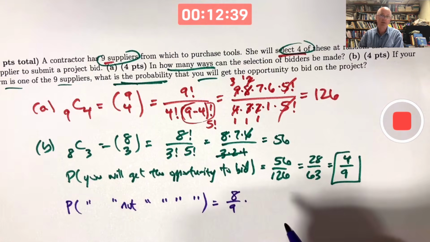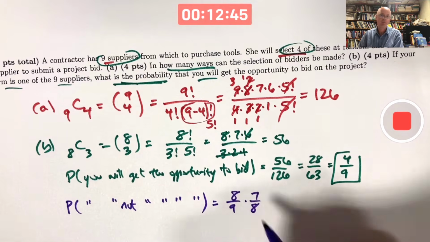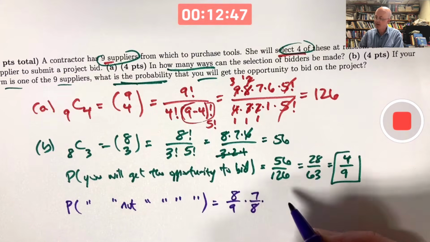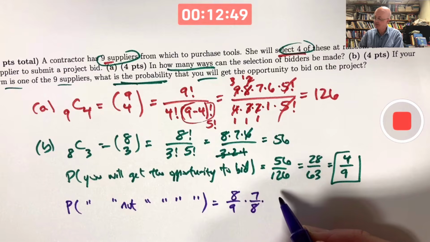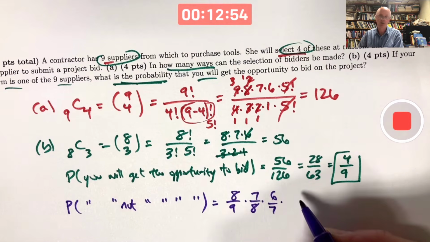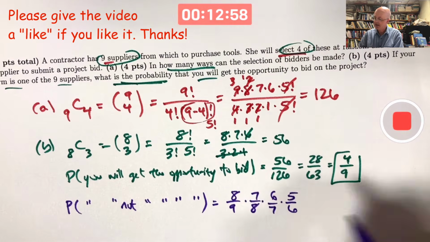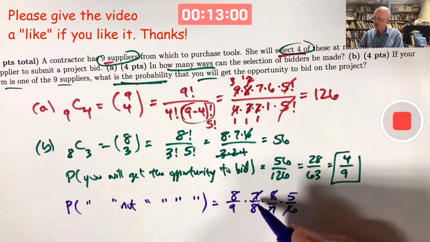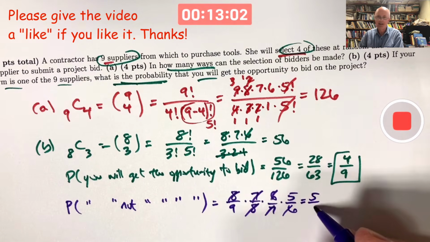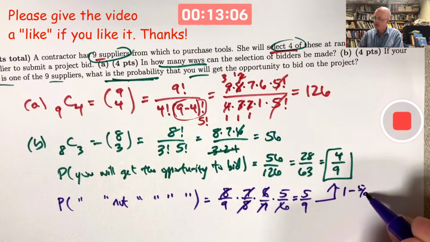The conditional probability that you are not chosen in the second step of choosing the second one is 7 out of 8. The conditional probability of not being chosen the third choice is 6 out of 7. And the conditional probability of not being chosen for the fourth supplier is 5 out of 6. And lo and behold, a bunch of stuff cancels here. You're left with 5/9, and then the answer that we're after is 1 minus 5/9, which is 4/9.